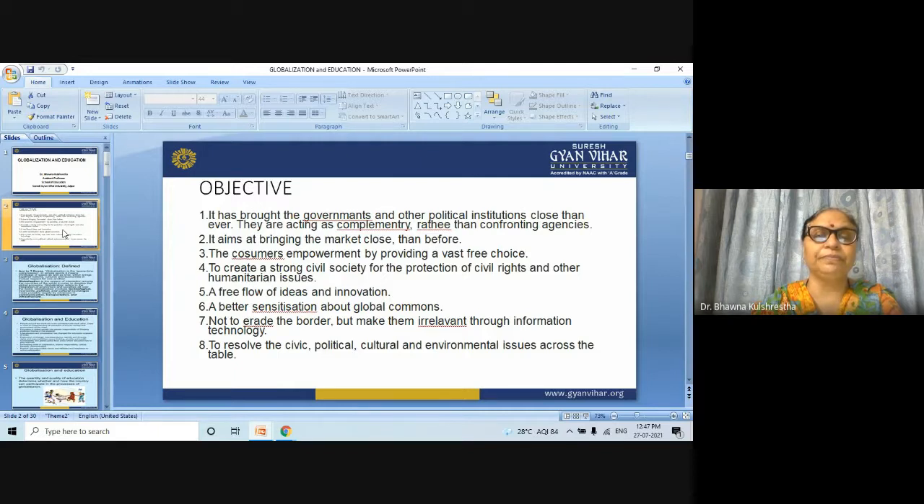A free flow of ideas and innovation, a better sensitization about global commons, and not to erode the borders but make them irrelevant through information technology, and to resolve the civic, political, cultural and environmental issues across the table. And now the definitions of globalization.